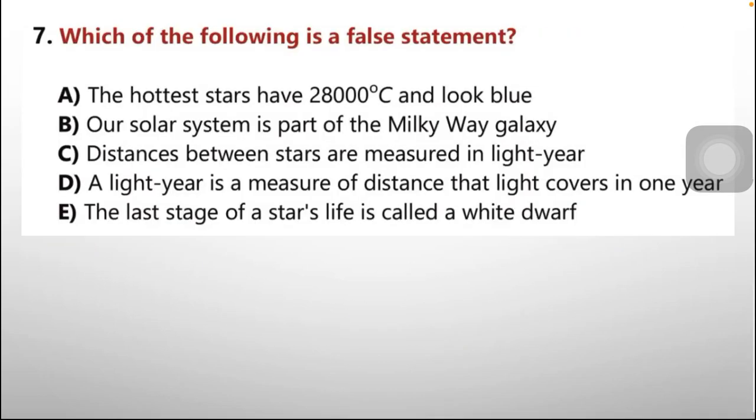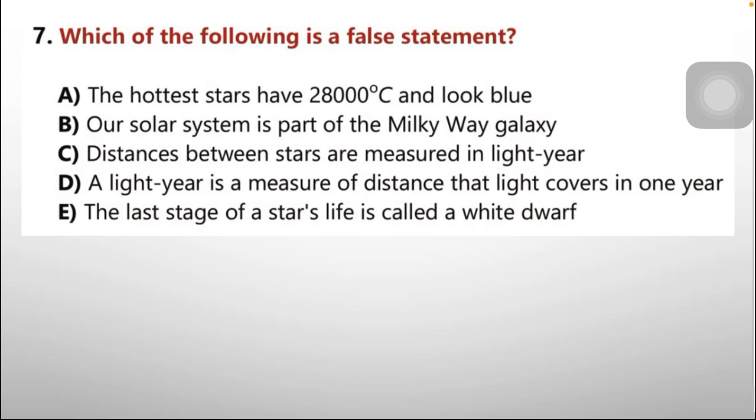Question number 7. Which of the following is a false statement? Option A. The hottest stars have 28,000 degrees centigrade and look blue. This option is correct. Option B. Our solar system is a part of the Milky Way galaxy. This one is also correct because we all know that we are living in the Milky Way galaxy. Option C. Distances between stars are measured in light years. Yes, the unit light year is used in order to measure the distances inside space. D. A light year is a measure of distance that light covers in 1 year, and this is the definition of light year.